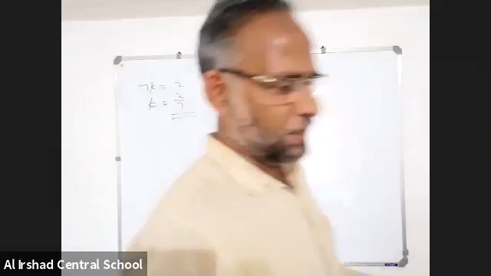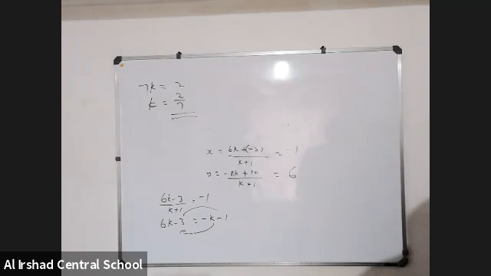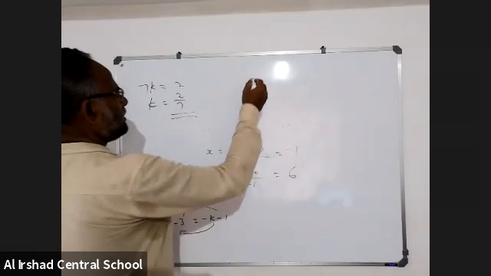What is the question? Find K or find the ratio? What is the ratio now? Find the ratio. K is equal to 2/7. The ratio K:1 is 2:7.